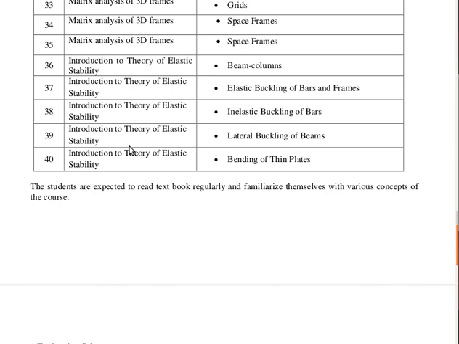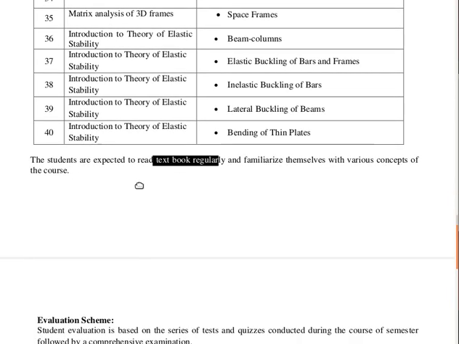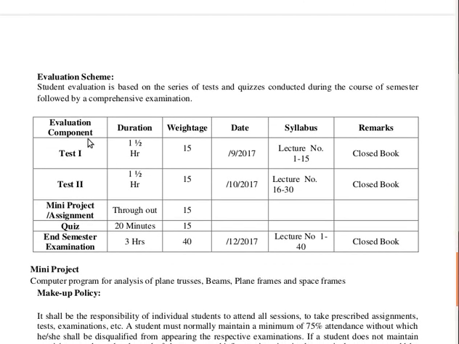And the last topic will be theory of elastic stability. So we have beam columns. What are beam columns? We will discuss elastic buckling of bars and frames, inelastic buckling, lateral buckling. So all these things we will discuss. And obviously in 40 lectures I may not complete all the topics in depth. So it is expected of you that you should regularly update your knowledge by reading the textbooks which are prescribed in this handout, and the reference books also.